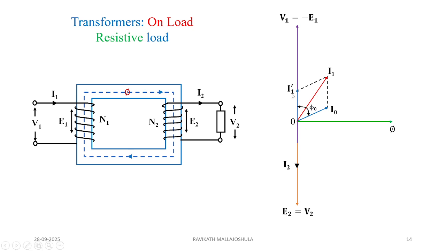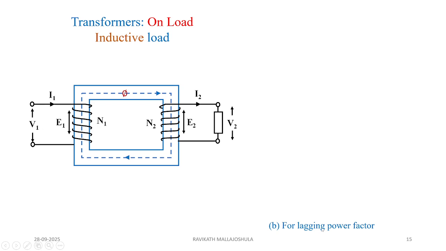The angle between I1 dash and phi naught we are treating as phi naught, and phi 1 is the angle between I1 dash and I1. So this is treated for unity power factor, meaning when the load is completely resistive, it is treated as a unity power factor phasor diagram. Now for lagging power factor, what? When the load is inductive in nature, what is going to happen?